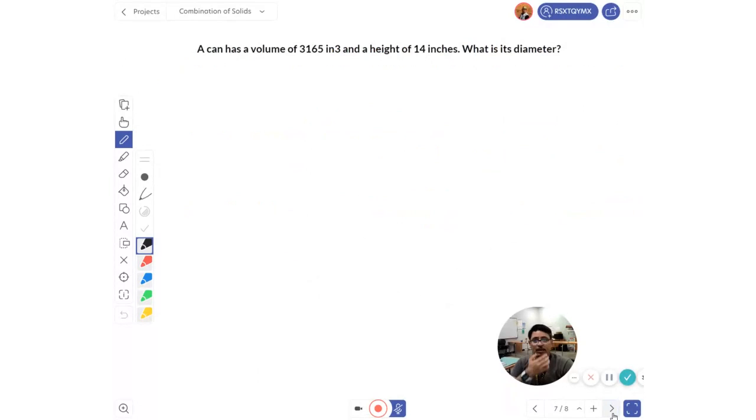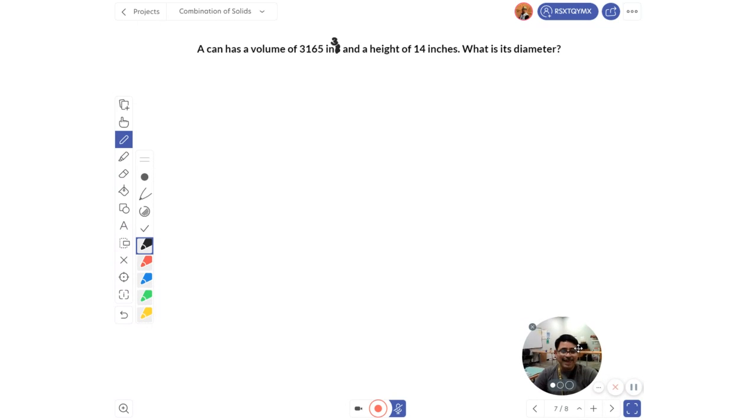Okay. Next question is, a can has a volume of 3165, it is supposed to be cubic inches. It's a typo error, please excuse me for that. It is cubic inches, and a height of 14 inches. What is the diameter? When we are talking about a can, let me think of a soda can. The soda can is in the shape of a cylinder. So I have to think of the volume of a cylinder.